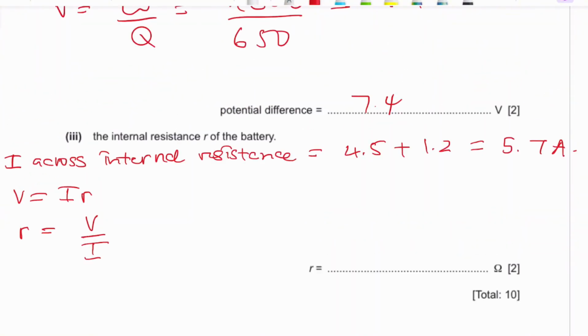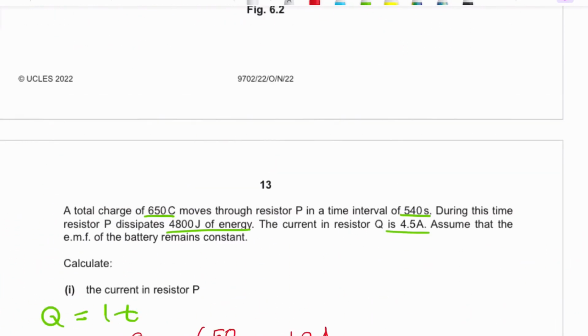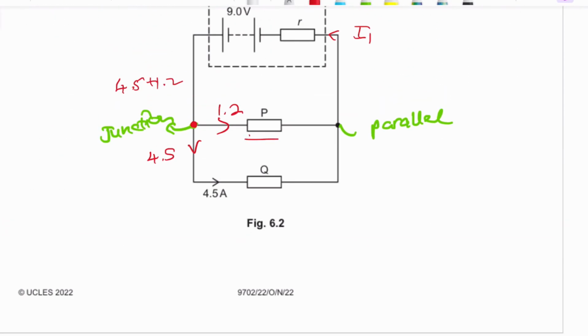But what is your value of V? Well, basically from our last question, P gets 7.4. But as electrons arrive here, if they give 7.4 here, they should also give 7.4 there, right? Everything should be fair because this is a parallel connection. They all get the same potential difference, but the current is what is different, okay?